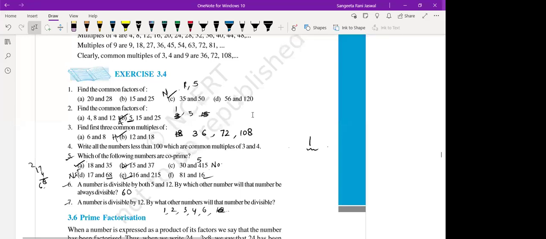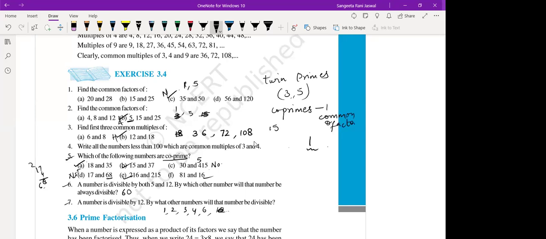Okay. So this was about the factors. Now here comes the word co-prime. I told you twin primes and co-primes are two sets of numbers. Twin primes are those numbers which have a difference of 2, right? The difference between them is 2. Co-primes are those numbers which have only one as a common factor.